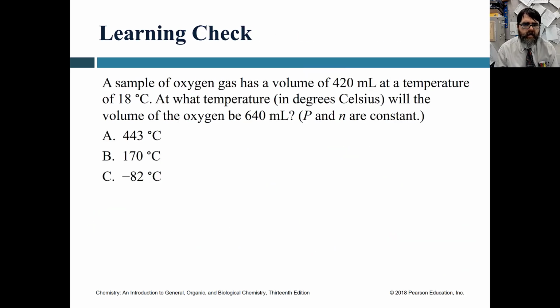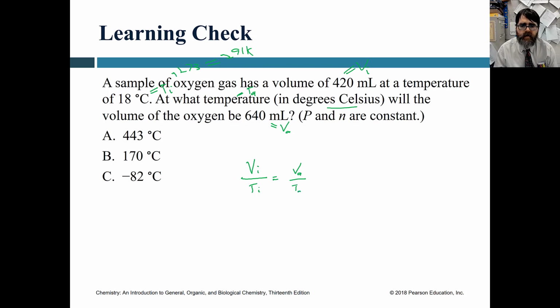Another practice problem here. We have a volume initial of that, a temperature initial of that, and we're going to add the 273 to get that into Kelvin, which comes out to be 291 Kelvin, and we're asked to solve for the new temperature, the temperature after in Celsius, when the volume after is that. So volume initial over temperature initial is equal to volume after over temperature after.